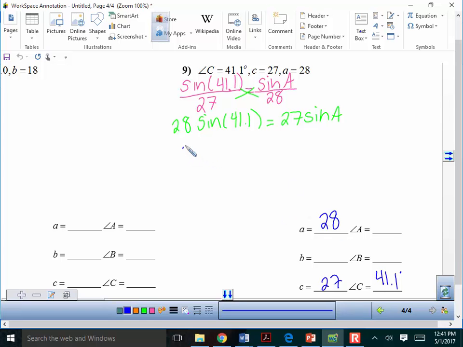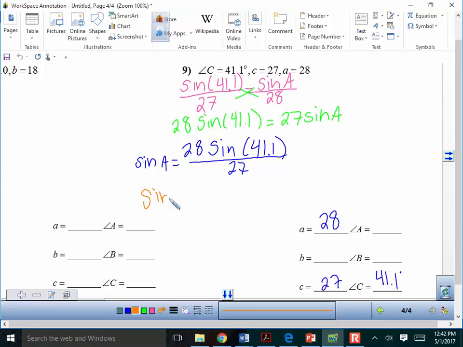Good. Divide both sides by 27, and that'll just give us 28 sine of 41.1 over 27, and I'm just going to put the sine of A on this side. Okay, now are we looking for a side or are we looking for an angle, Alexia? Okay, so how do we find the angle here? Right, so we're just going to do the sine inverse.